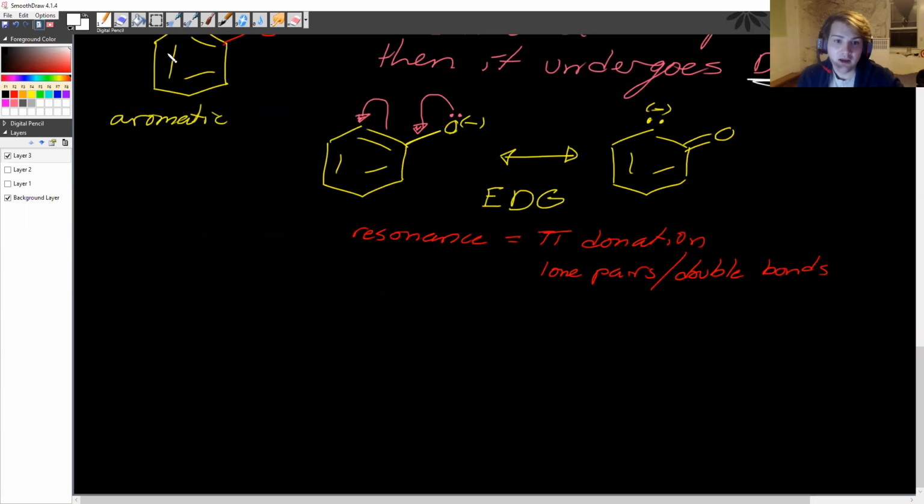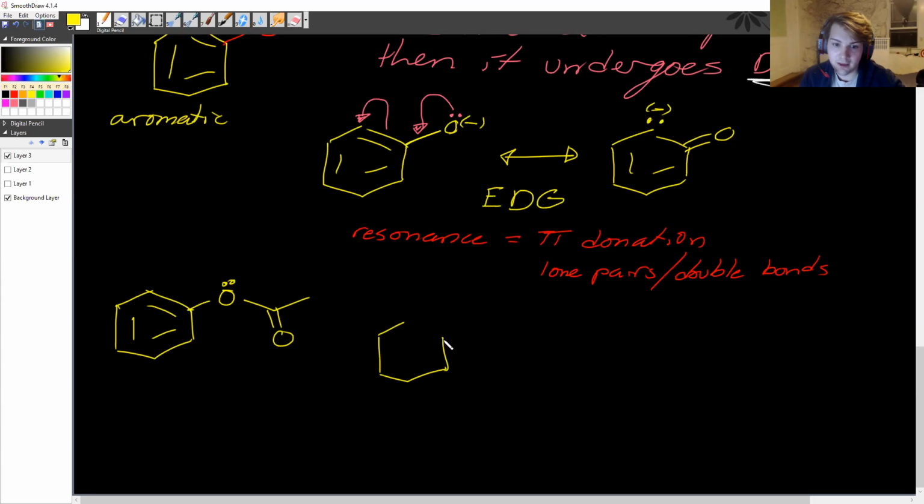Okay? Other examples of the same sort of thing. Esters, where the ester portion is on the ring. Notice that the Z position is taken up by that oxygen. Nitrogen, where the Z position is taken up by the nitrogen, has that lone pair.